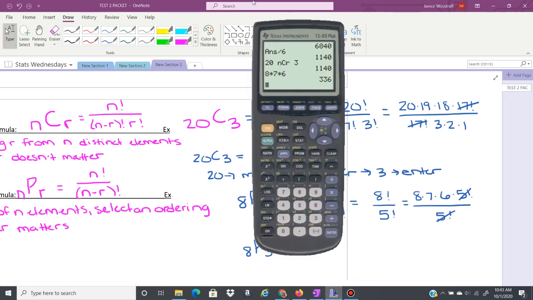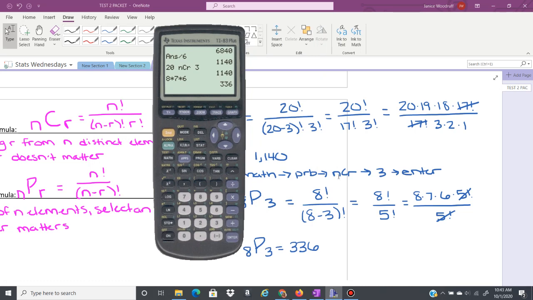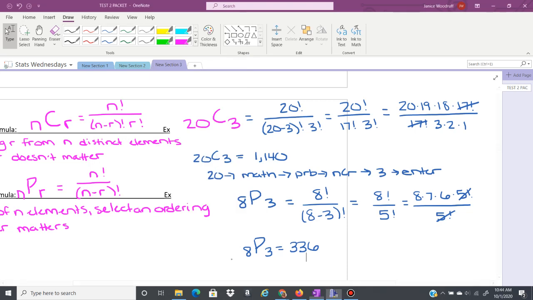Okay, but you can also do this in your calculator, same place you found NCR, you're just going to select the NPR. So 8, then math, scroll over to PRB, select NPR, 3. Okay, so same thing as this. So we go 8, math, PRB, then NPR, 3, and enter.